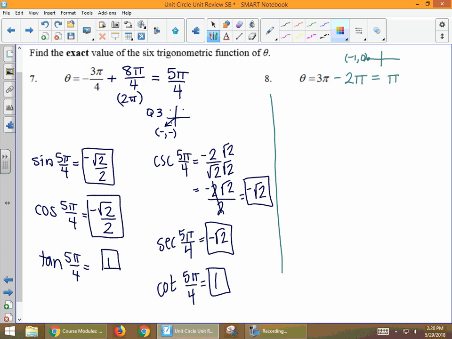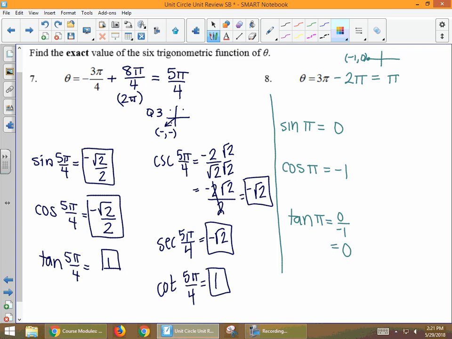Cosine is negative 1, sine is 0. Plot that ordered pair for yourself. Again, I'm going to do sine, cosine, and tangent first, and then I'll do the reciprocals. So sine at pi is 0. Cosine at pi is negative 1. And tangent is sine over cosine. So I'm going to write 0 over negative 1 to make sure that I know that that is 0.